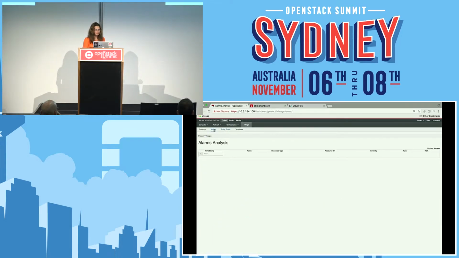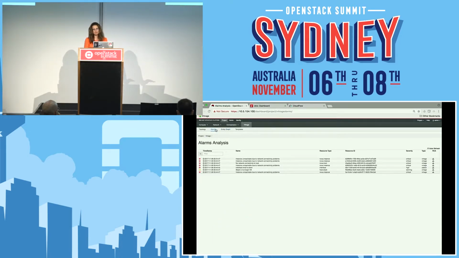about the alarms. And here you see all of the alarms in the system. And most of them were raised by Vitrage. There is only one single alarm that was raised by Zabbix.